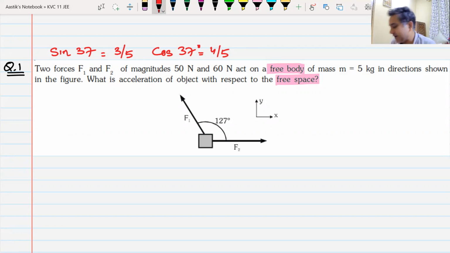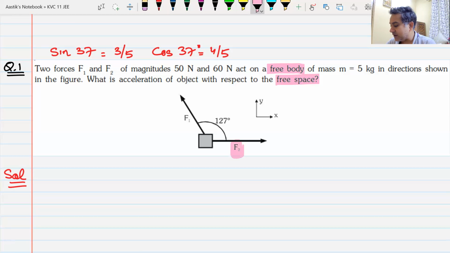Okay, let me help you out. Now, since this body is free to move, it will move in the direction of net force. Now, how can you find the net force? There are two ways to find out the net force. Let me tell you the first way. The first way is very simple.